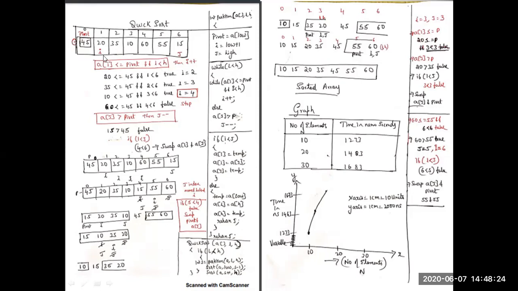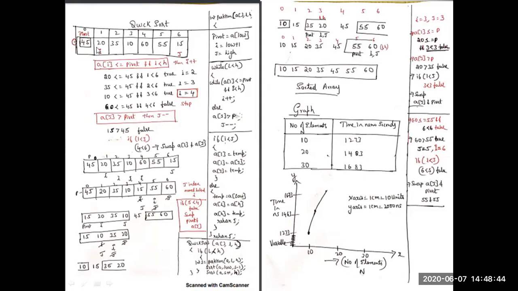Why do you check this? So that I doesn't cross your end element. If I reaches past there, no more elements are there. So until it reaches this position, you can keep incrementing. So I said, increment your I value until you find an element that is larger than the pivot element.